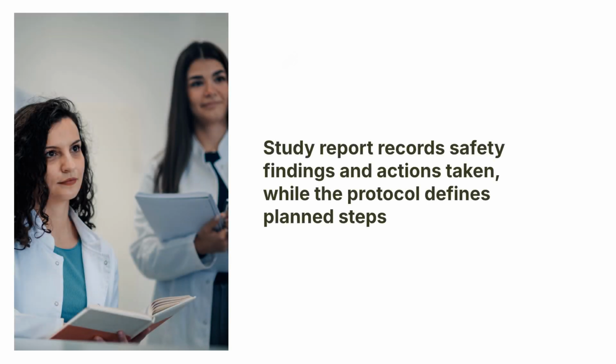ICH E3 sets the structure and content of clinical study reports in 16 numbered sections. The safety evaluation covers extent of exposure, adverse events, deaths and other serious events, laboratory findings, vital signs, and safety conclusions. The protocol states what will be done. The study report records what was done. SPIRIT supports protocol content, and the investigator brochure gives the current safety picture and reference safety information.